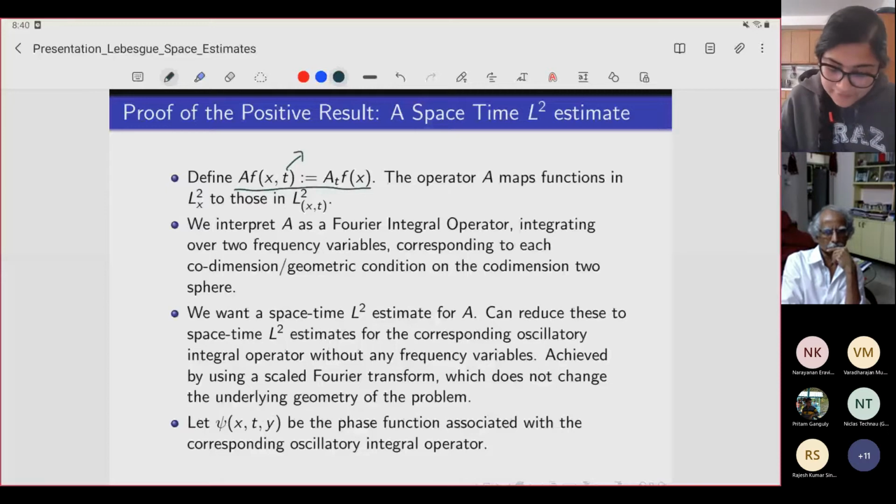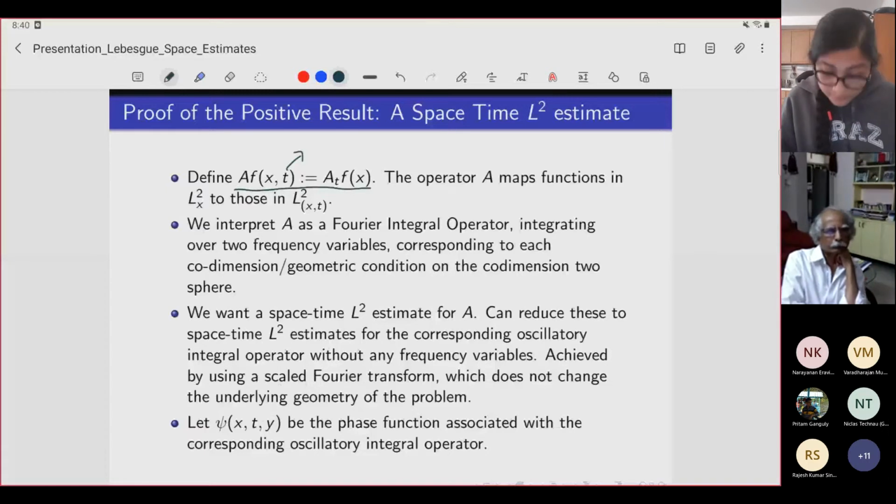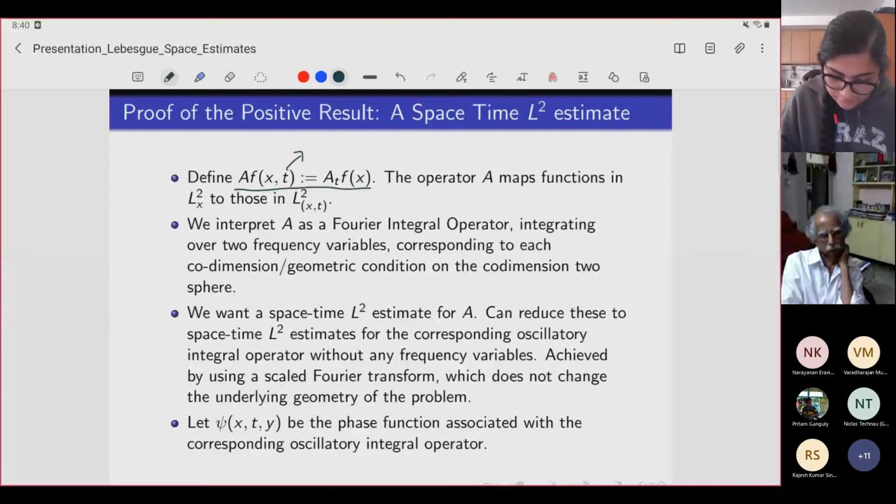And then we want a space-time L2 estimate for this Fourier integral operator A. For actual calculation, it's better to get rid of these frequency variables somehow once you write A as a Fourier integral operator. And if you have an L2 estimate, doing so is easy because you can use certain operations like a scaled Fourier transform or something, which basically is a way of getting rid of these frequency variables. And it's still nice because applying the scaled Fourier transform does not really change the geometry of the problem. So this is what we do.